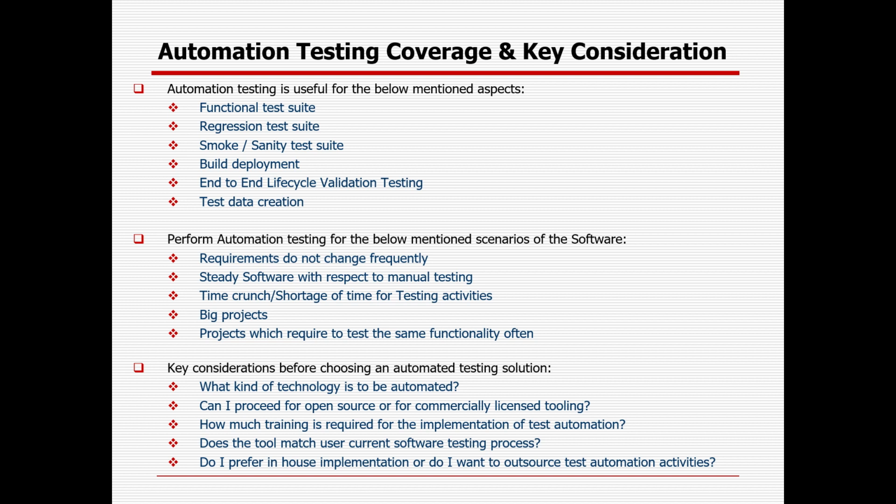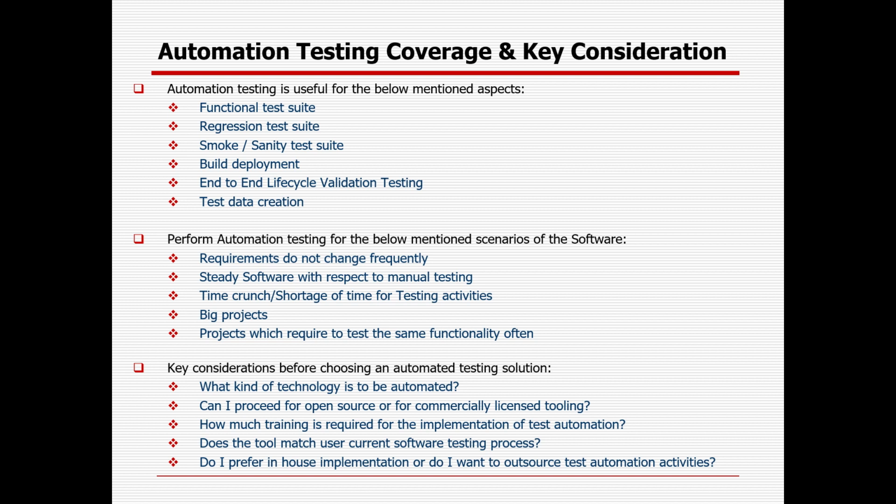So what are the key considerations before choosing any automation testing solution? You need to find out what kind of technology is to be automated. Can you proceed with an open source tool or a commercial license tool? Because sometimes your customer will not pay for a license tool, so you need to go to an open source tool like Selenium.